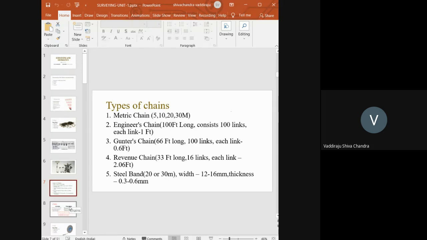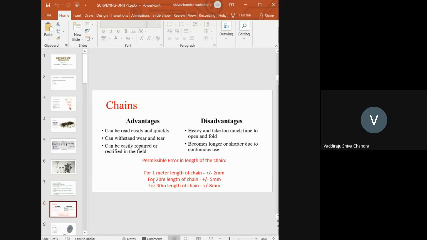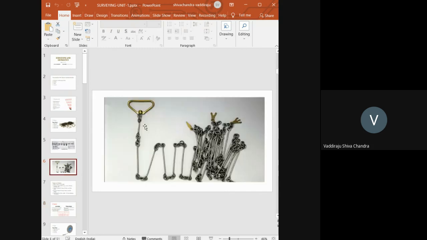Okay. So what are the advantages and disadvantages of chains? No doubt, it can be read easily and quickly. Do you need any engineering knowledge to count how many links are there from one point to another point using this?